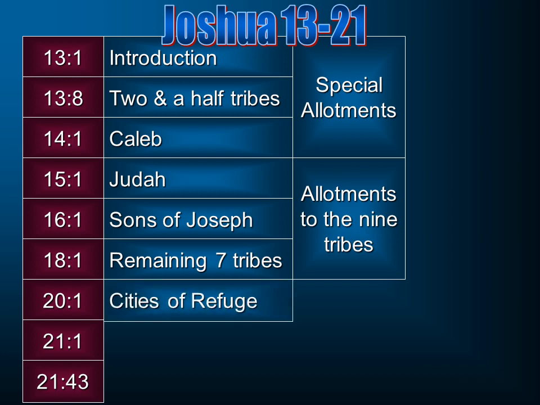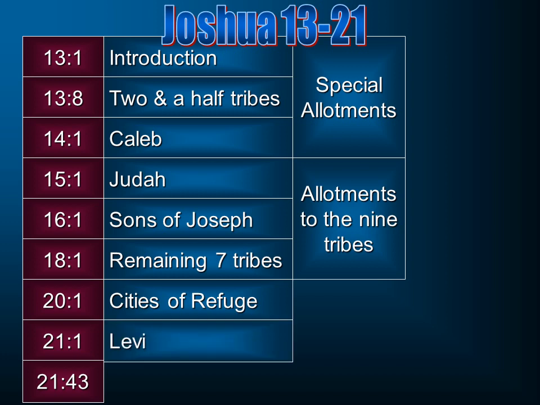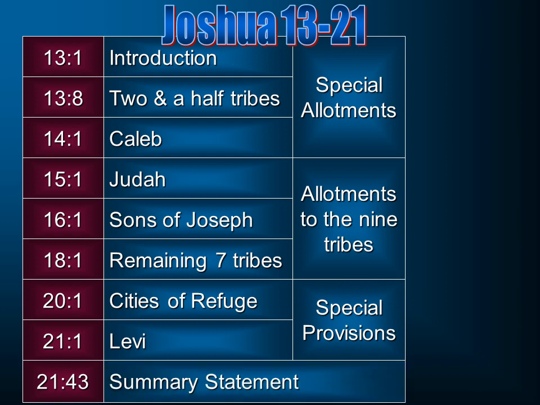And in chapter 20 we have directions about the cities of refuge. In chapter 21 we have special allotments to the Levites. They don't get a land portion, but they do get these other areas, including the cities of refuge. And so those are special provisions. And finally we're going to have a summary statement.